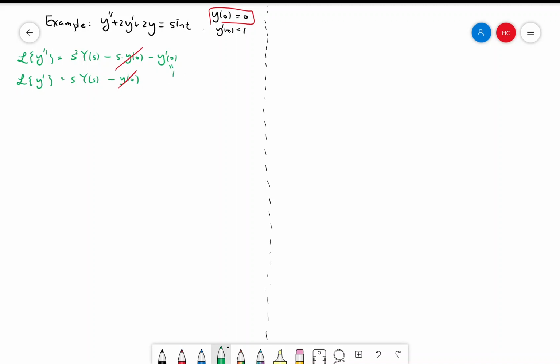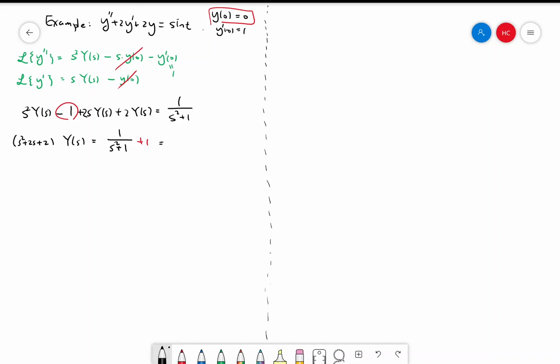So the left-hand side of the Laplace transform is going to be s squared times uppercase Y minus 1 plus s times uppercase Y times 2 plus 2 times uppercase Y equals, if you look at a chart, the Laplace transform for sine t, which is 1 over s squared plus 1. Okay. So let's move terms around. So Y times s squared plus 2s plus 2 is equal to 1 over s squared plus 1. Don't forget this 1 here, plus 1.